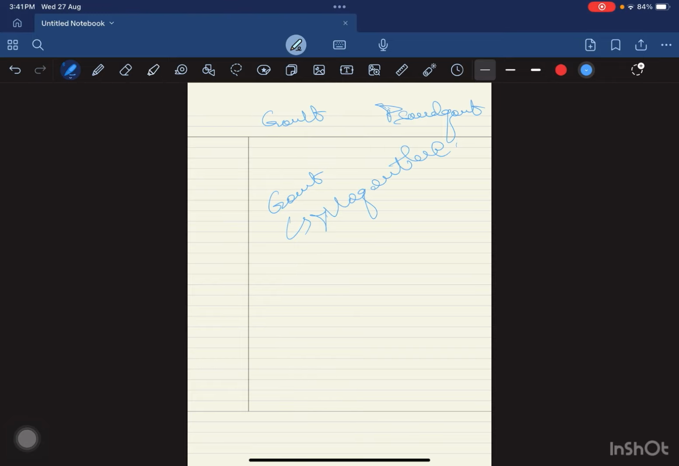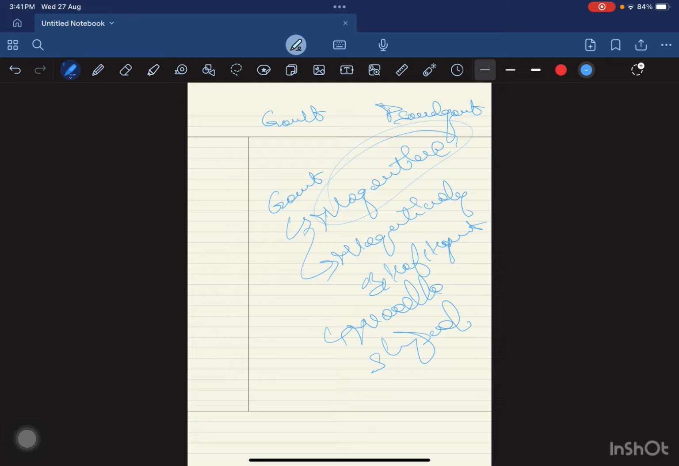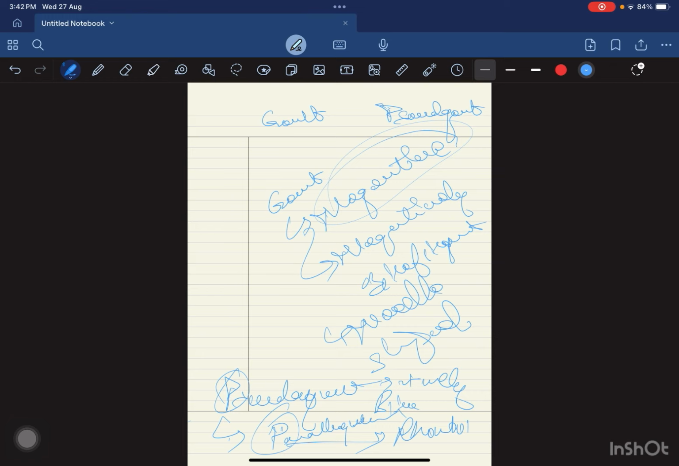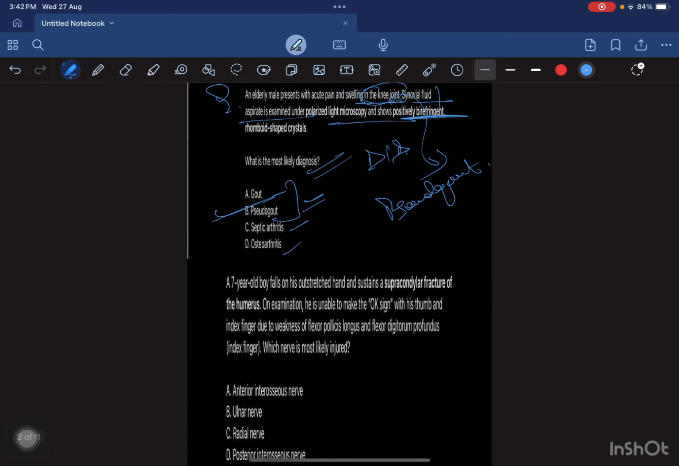So gout is negative. For gout we have negatively birefringent needle shaped crystals. Needle shaped, in contrast to what we have for pseudogout. For pseudogout we have positively birefringent. And for P we can remember it as parallelogram. Okay, so we can remember it as parallelograms. P for P, so it is rhomboid shaped, positively birefringent. So in the first question your answer is pseudogout.